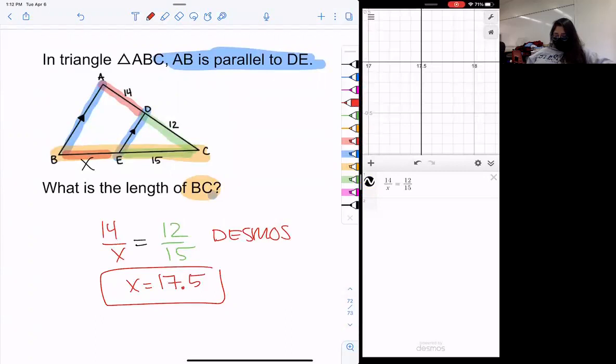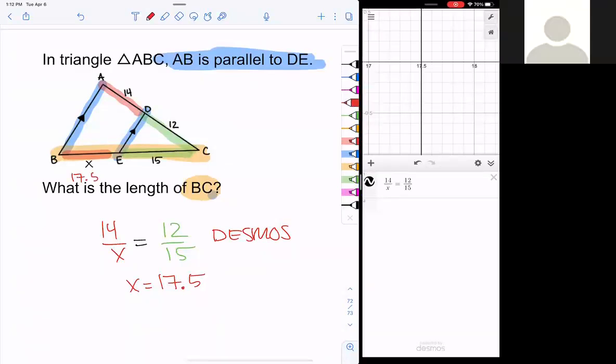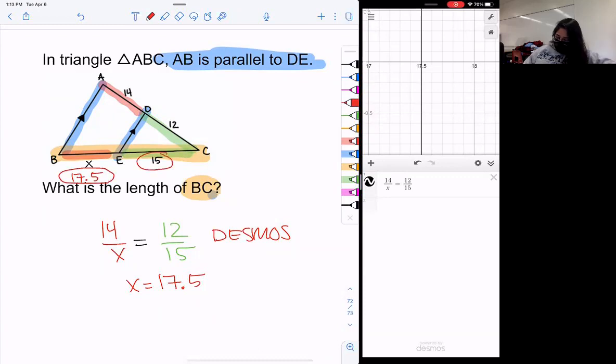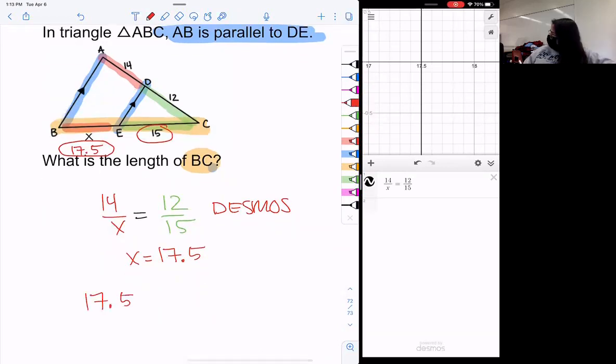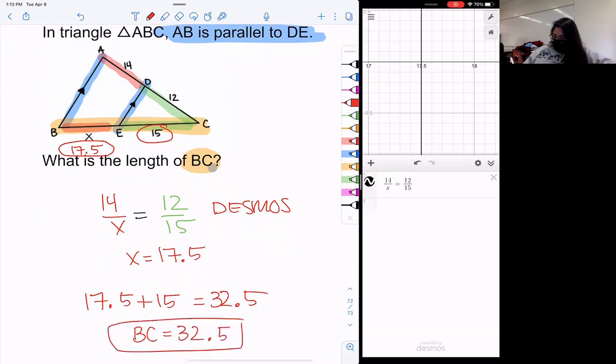That's my answer? Oh, no? Why not? Very good, very good. We're trying to find BC. So if we look at this picture right here, we can say this is X. We're gonna say that this part right here is 17.5, and I'm trying to find this part and this part. I'm gonna add 17.5 plus 15, which gives me 32.5. So BC equals 32.5. That's my final answer.